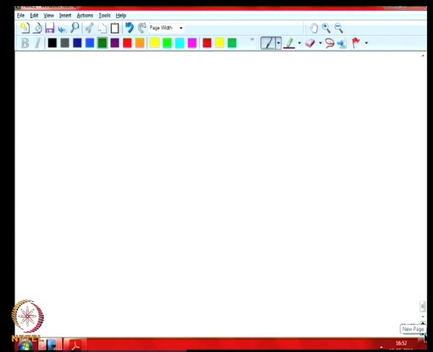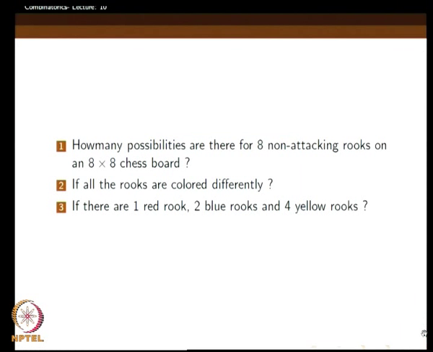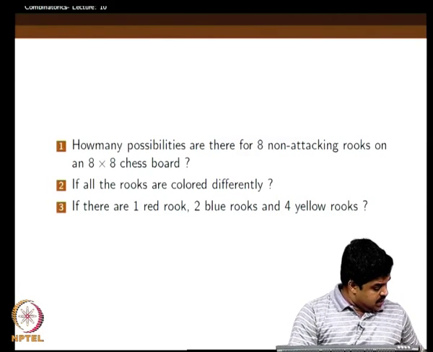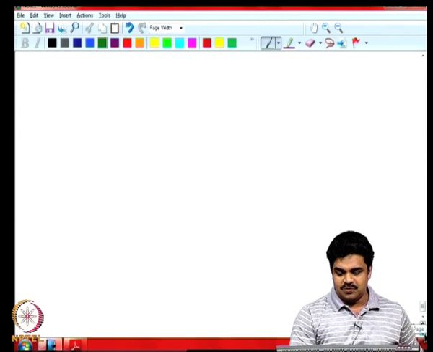So we just set up this rook problem to ask the following question. This is the question we want to ask. Suppose all the rooks are colored differently, and then how many configurations are there? What do we mean by this?